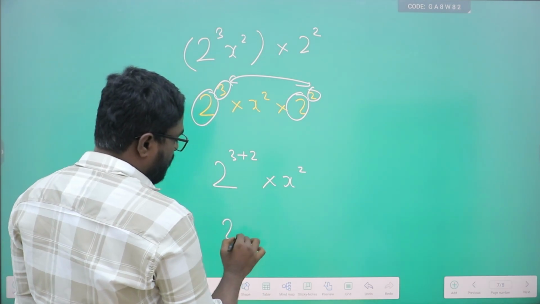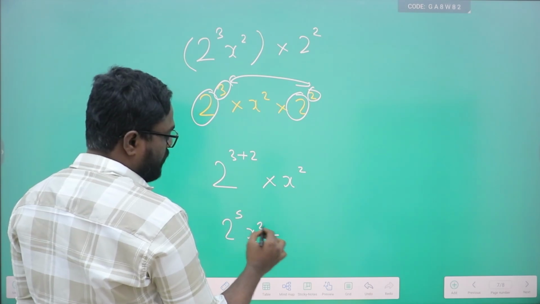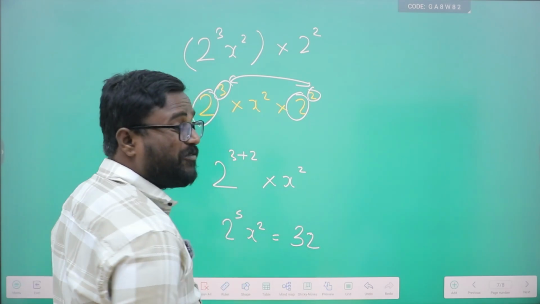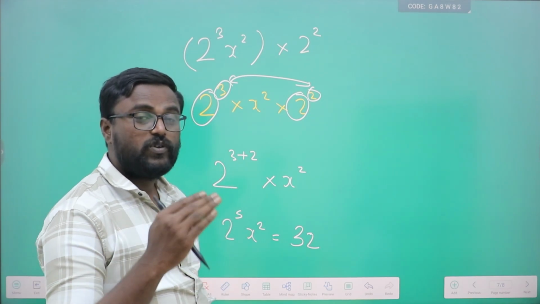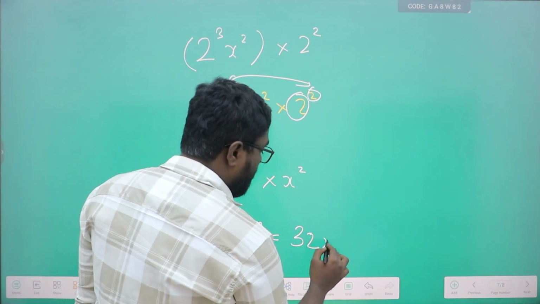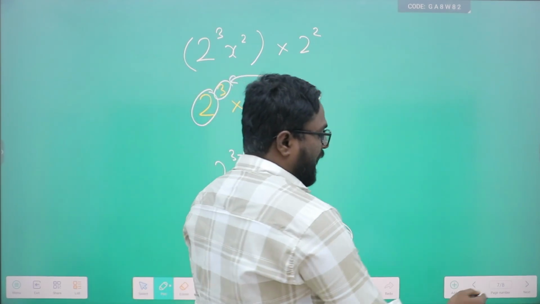So what do we have? 2 to the power 5 times x to the power 2. 2 to the power 5 is nothing but 32. 2 to the power 5 means 2 is multiplied with itself 5 times: 2 times 2 times 2 times 2 times 2, which is nothing but 32. And here we have x to the power 2. So this is going to be your final answer.